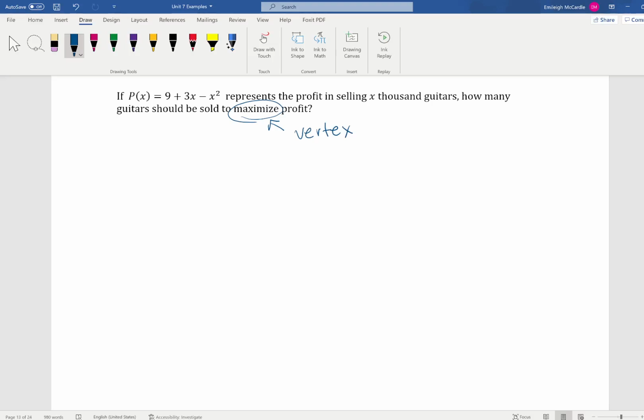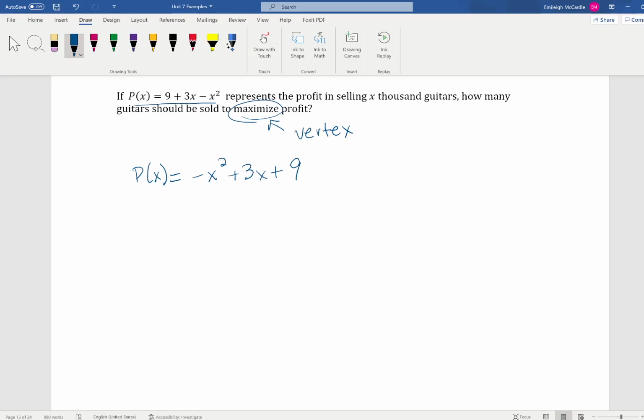Now, the next thing that we need to do in this problem before we can jump into finding anything about the vertex is to look at the function itself. If we look at the function itself, we notice that it is not in descending order. So it's going to be to our benefit to rewrite this in descending order. We will have p of x equals negative x squared plus 3x plus 9. Now, once we've done that, we can continue getting the vertex.